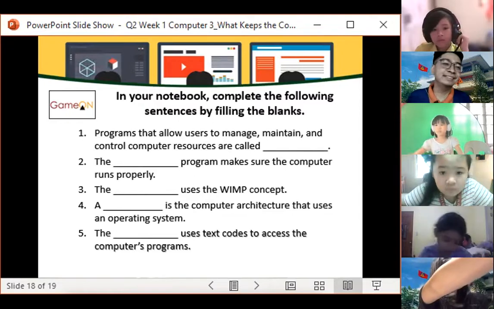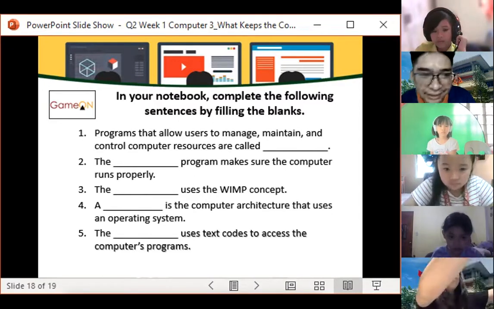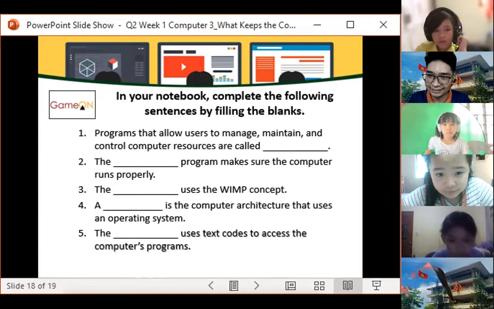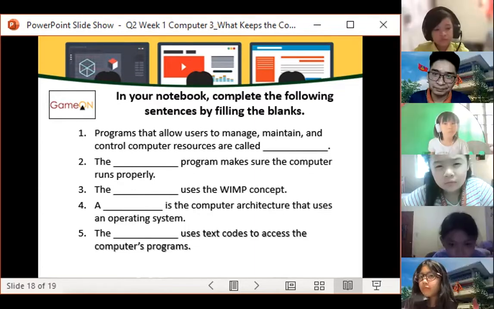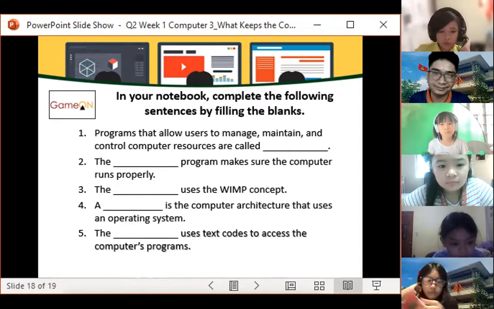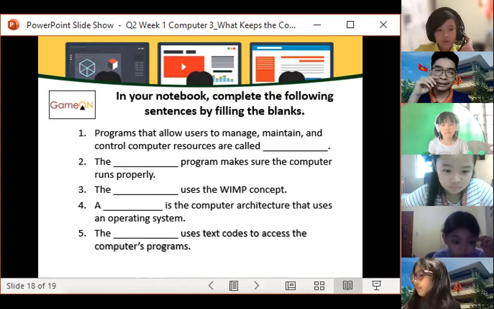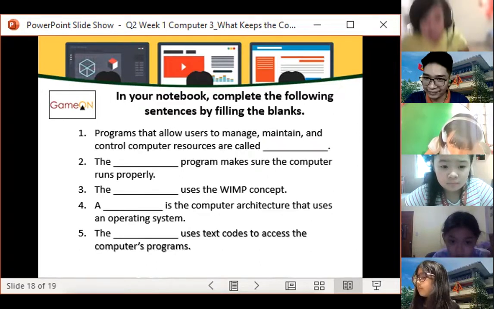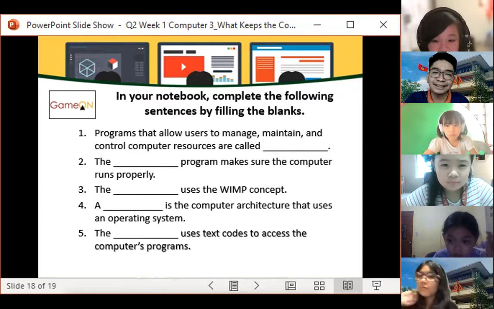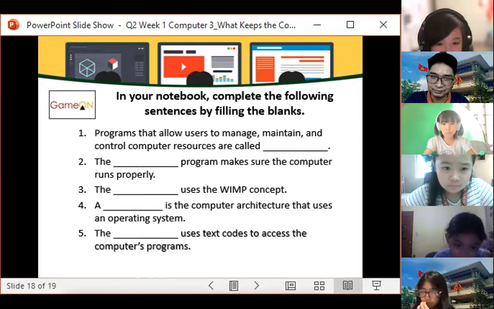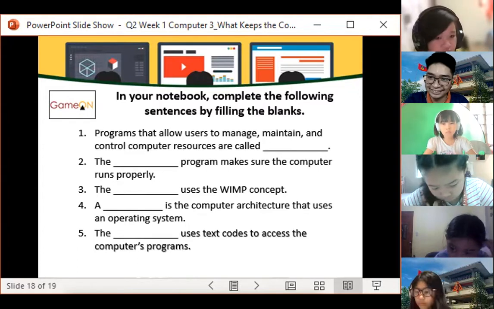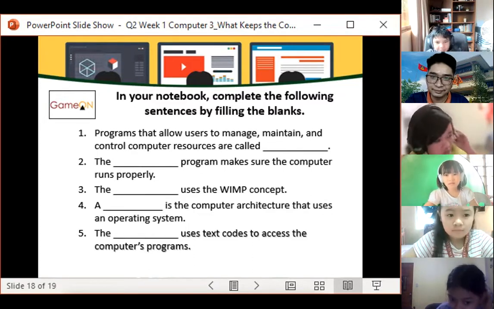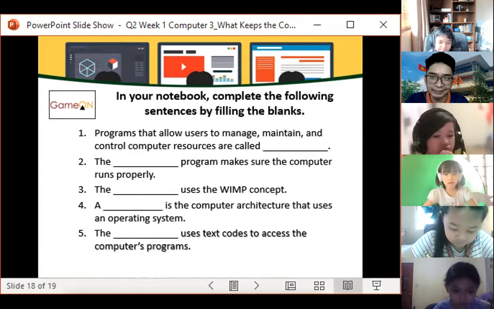Programs that allow users to manage, maintain, and control computer resources are called blank. Yes, Jace? Are we going to copy po the whole sentence? Hindi po. If you want to do that, you can do that later kasi nasa end na naman itong lesson natin. Who knows the answer for number one? Liam? System software? Very good. It's the system software.